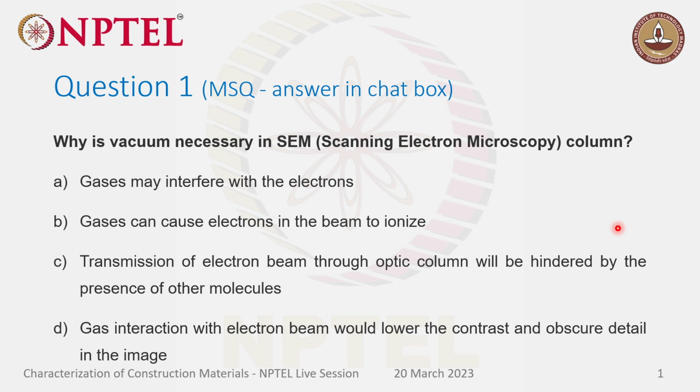So here are the options. Gases may interfere with the electrons. That is the first one. Second one is gases can cause electrons in the beam to ionize. Option C is transmission of the electron beam through the optic column will be hindered by the presence of other molecules. And option D is gas interaction with the electron beam would lower the contrast and obscure detail in the image. Which could be the reasons why vacuum is necessary in the SEM column?